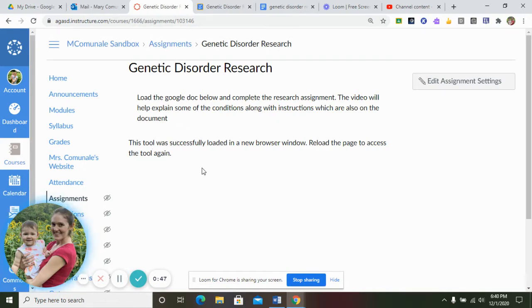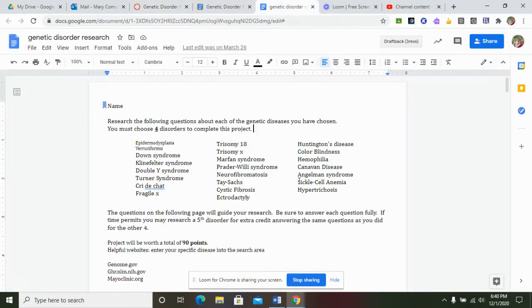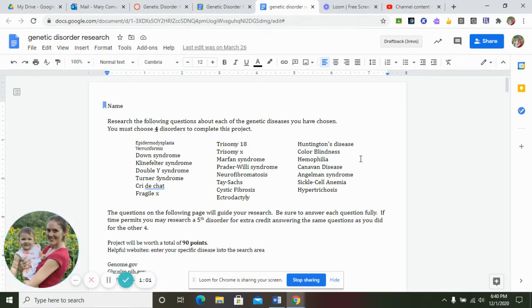So you'll be loading this tool in a new browser for Google Docs. Let me just refresh this real quick. Hopefully it'll work for me. There it is. Here's your button. You'll click on that button there, and it is going to open you up to this page here. So it says, research the following questions about each of the genetic diseases you have chosen. You must choose 4 disorders to complete.